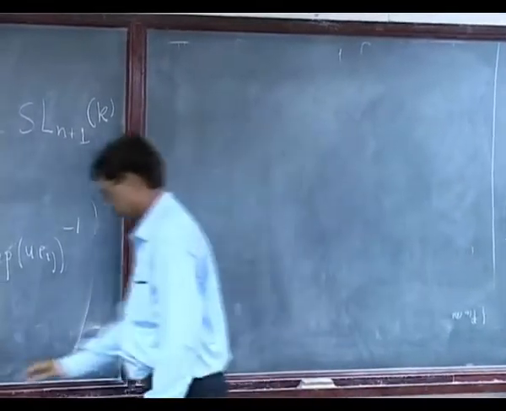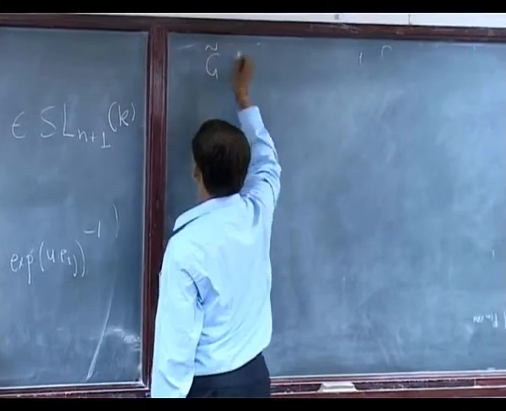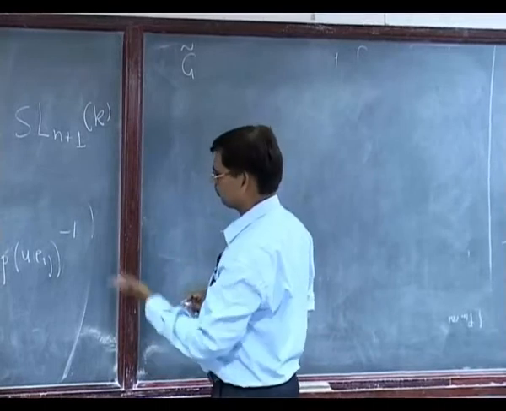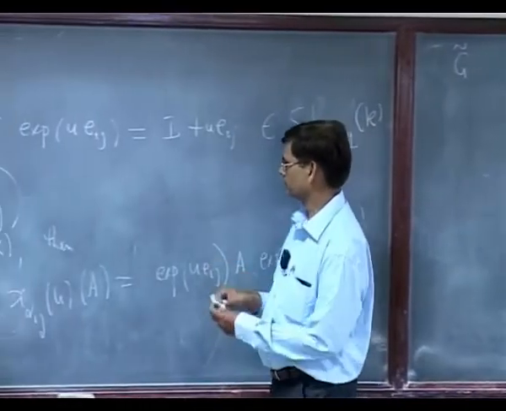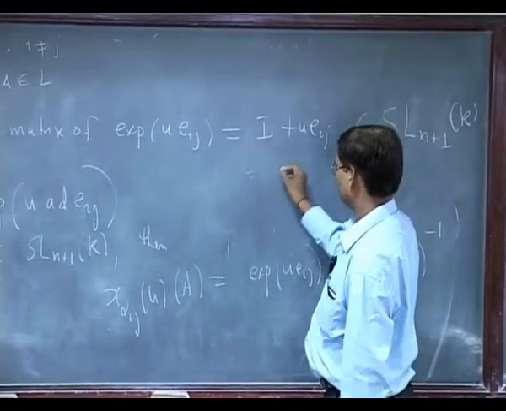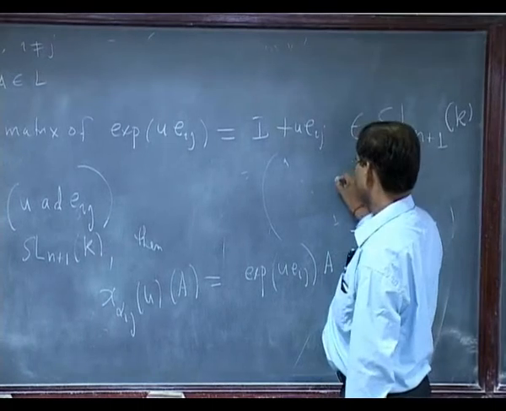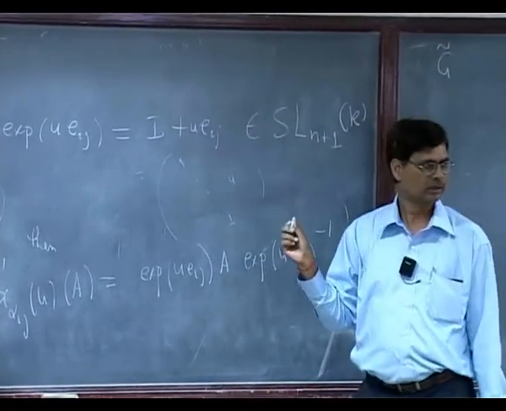Now, suppose we say G tilde. So, this is the group. What is the subgroup generated by such kind of matrix? This is the matrix which has identity on the diagonal and the ij-th position is u. Such matrices generate it.